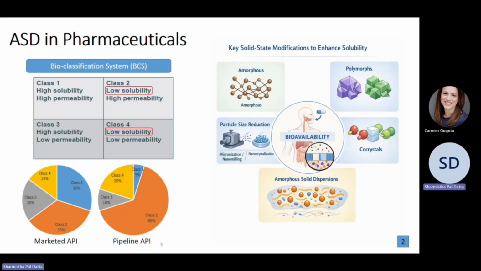There are several techniques that can be utilized to improve the bioavailability limited by low solubility, such as modified solid forms like polymorphs and co-crystals, or changing the physical nature of the material by particle size reduction, increasing surface area, and things like that. One of the other technologies is making the API an amorphous solid dispersion.